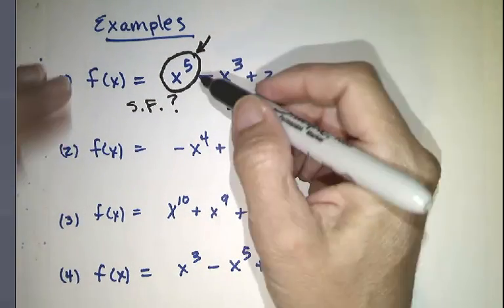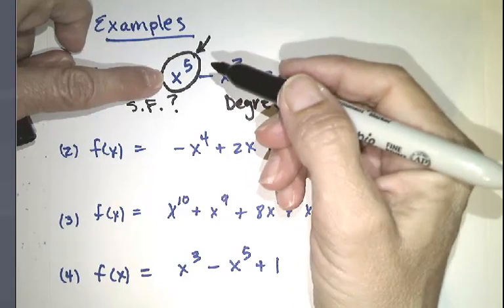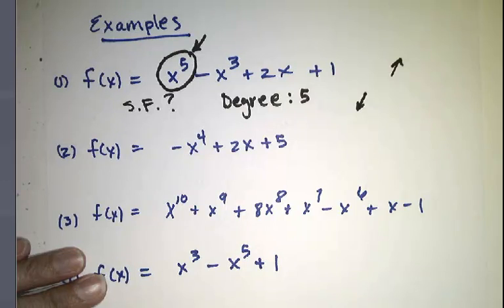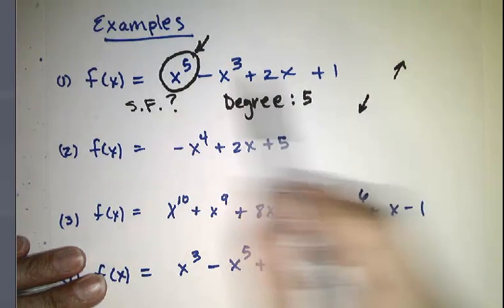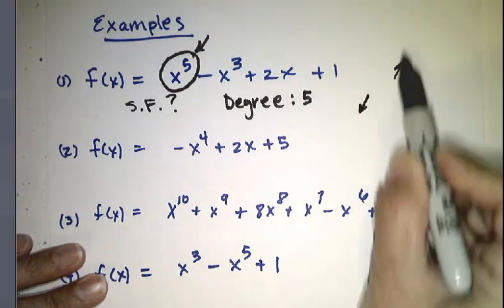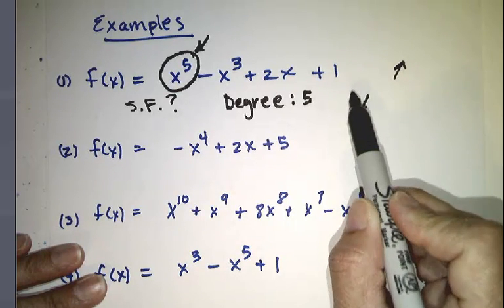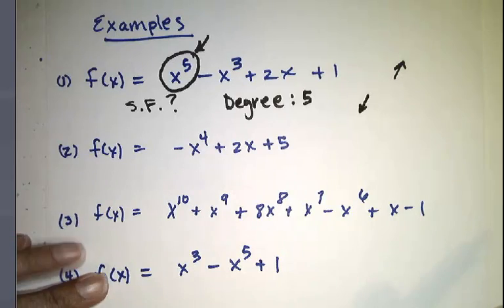And we already know this is an odd degree polynomial with a positive coefficient, so its end behavior should look like this. And how would we talk about that? As x goes to infinity, f of x goes to positive infinity. As x goes to negative infinity, f of x goes to negative infinity.